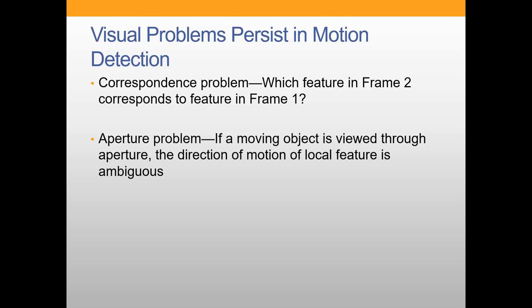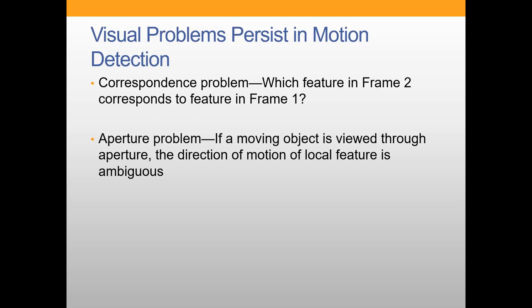One of these big problems that we talked about before occurred when we talked about binocular disparity. So we had the correspondence problem. How do we know that what we see in our left eye is matching up with what we see in our right? Similar sort of ideas happen with motion detection. So in this case, if I'm looking at two different frames changing back and forth, which feature in frame two will correspond to the feature in frame one?